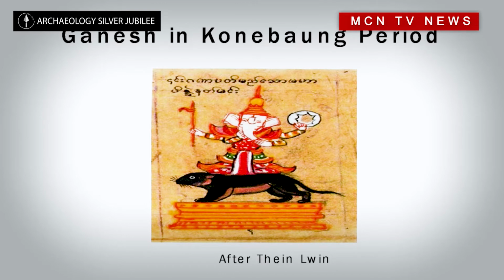The next one is Ganesh in the Konbaung period. In the Konbaung period, images of Ganesh were very rare, but in painting we can see him like that. He has four hands. One is holding a goad, one a discus, one is holding his tusk, since he has only one tusk, and one is holding his trunk, and his vehicle is the mouse. So that's Ganesh in the Konbaung period.